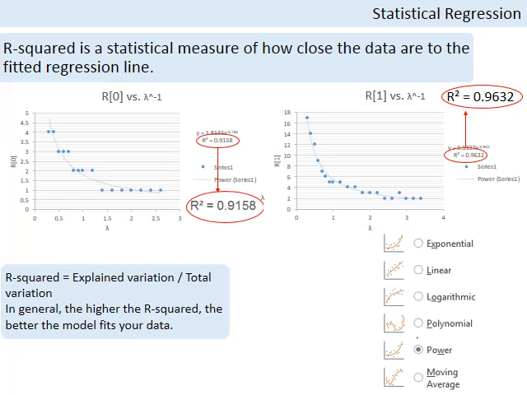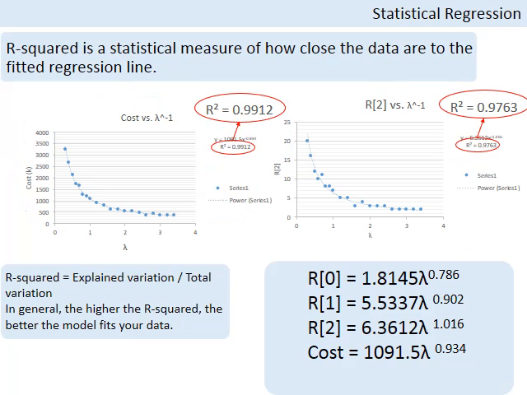The definition of R squared is pretty straightforward. It is explained variation over total variation. It's a number between 0 and 1, so the closer it gets to 1, the better our regression model is. The R squared of our cost versus lambda to the -1 is 0.99. It's pretty close to 1. And in the right corner, you can find all four relationships between R and arrival speed.